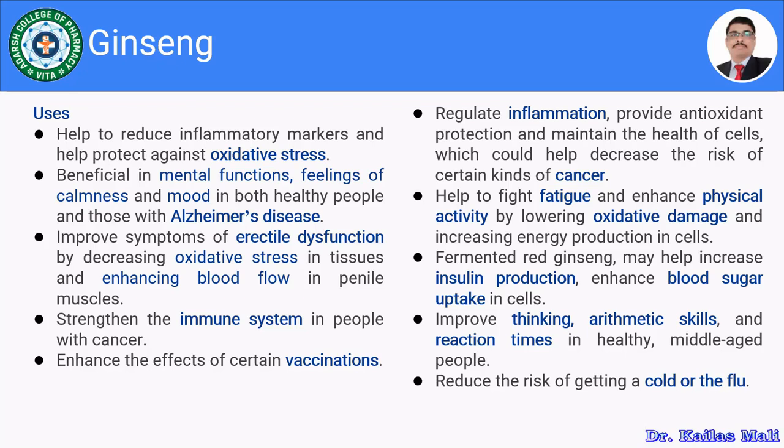Furthermore, fermented ginseng is used to increase insulin production and enhance blood sugar uptake in the cells, and thereby lower the blood sugar level. It is also going to improve thinking, arithmetic skills, and reaction times in healthy middle-aged people. And the last health benefit or use of ginseng is that it is used to treat the cold and the flu. So these are certain uses of ginseng.